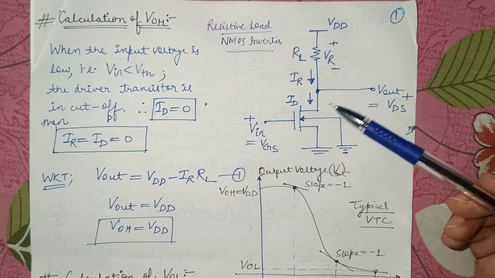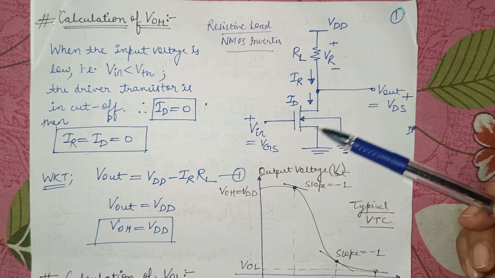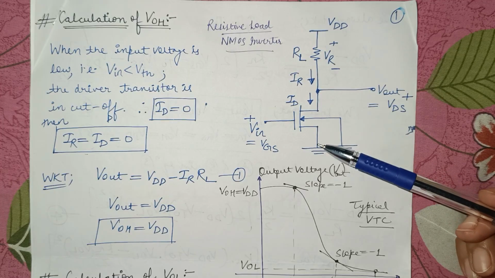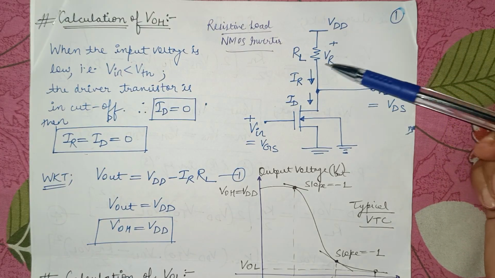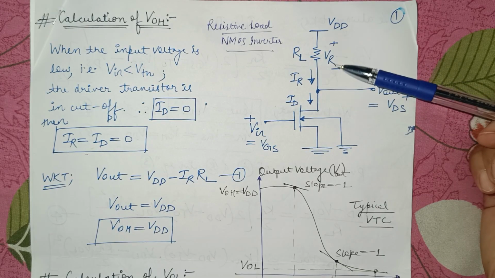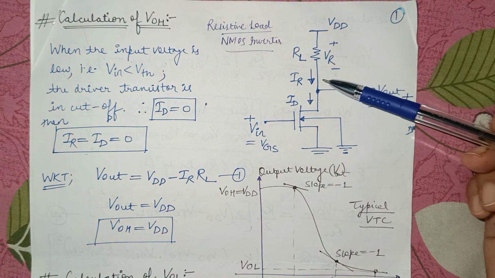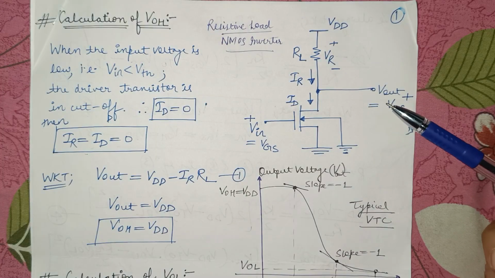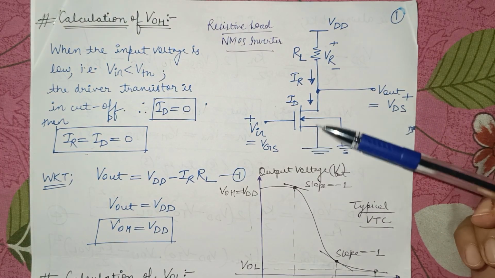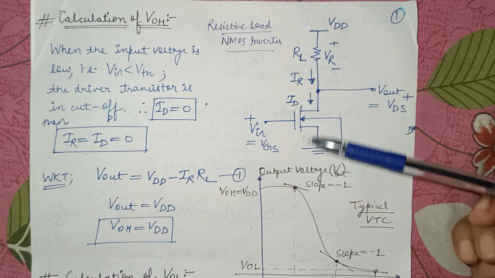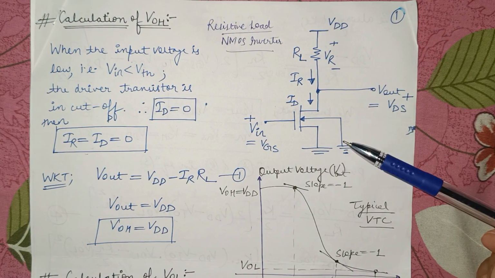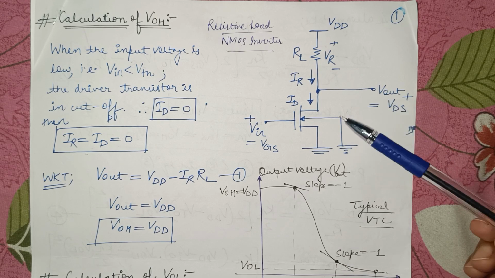We are taking this NMOS enhancement type transistor as the driver circuit, and in the load we have connected a simple resistor RL across which VR is measured, and ID will be equal to IR. The output voltage will be equal to VDS. At the input of the driver transistor we apply VGS, and VSB is taken as 0, so the threshold voltage VT is equal to VTO.